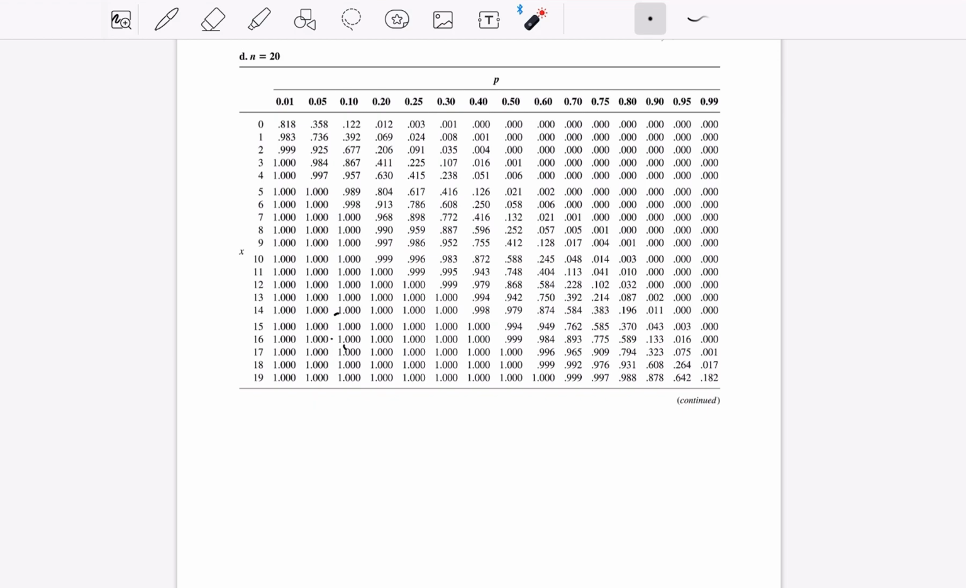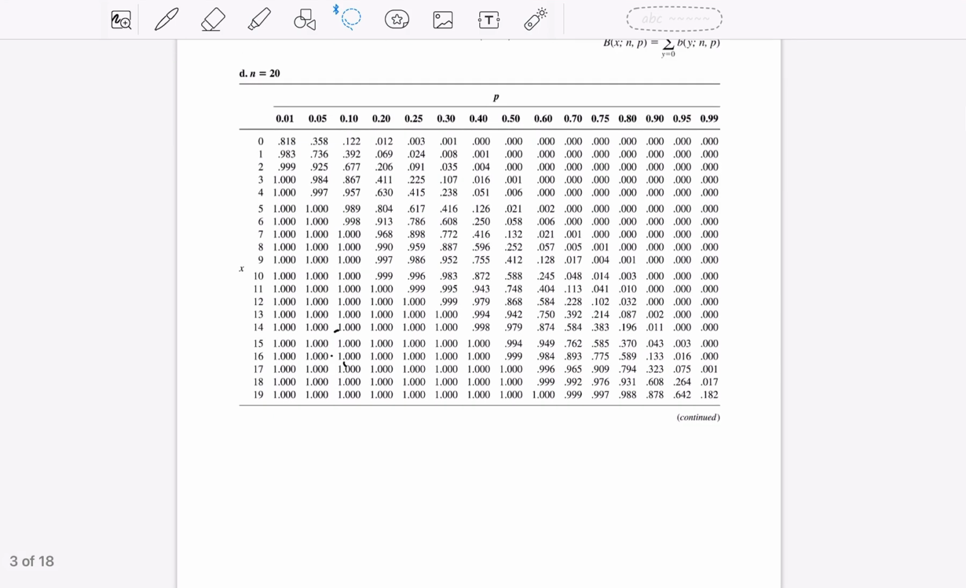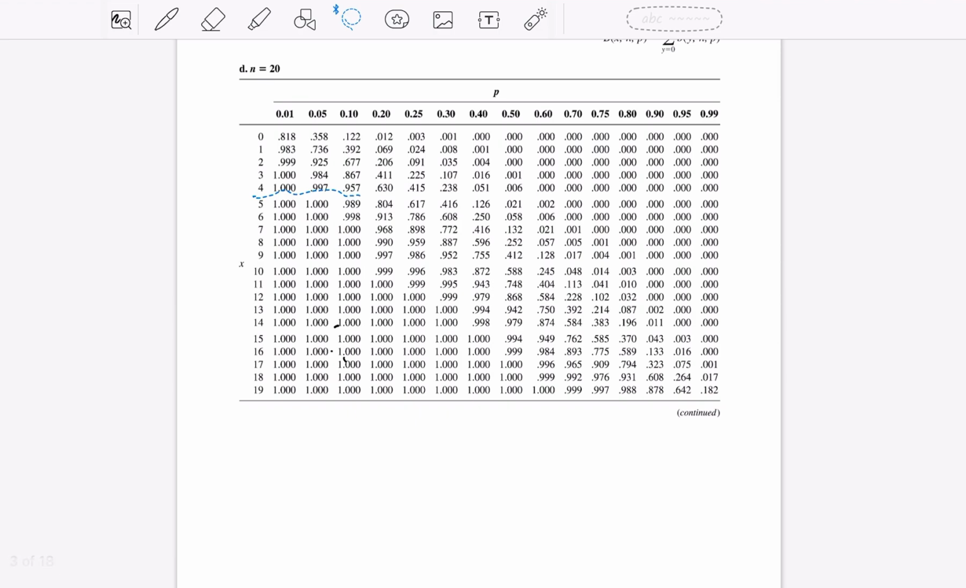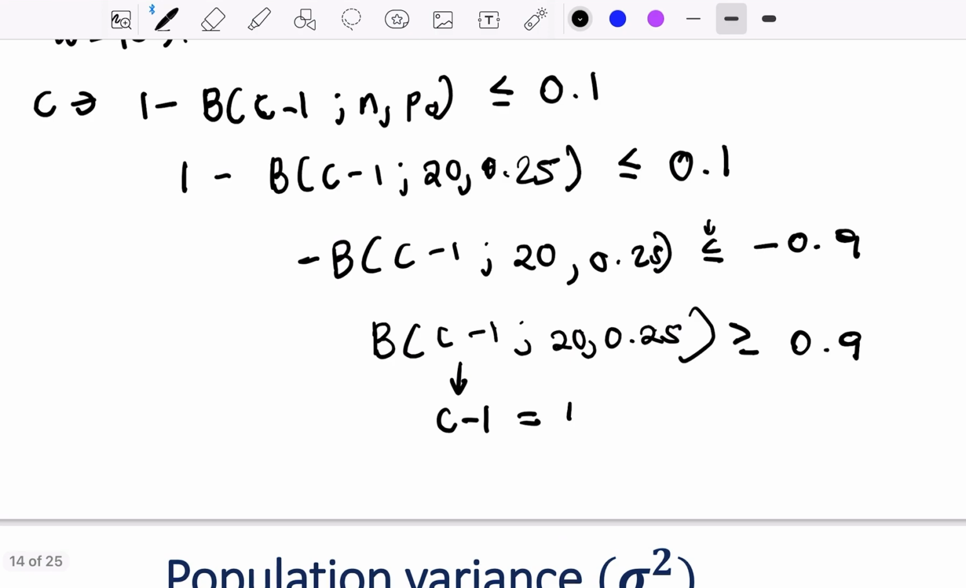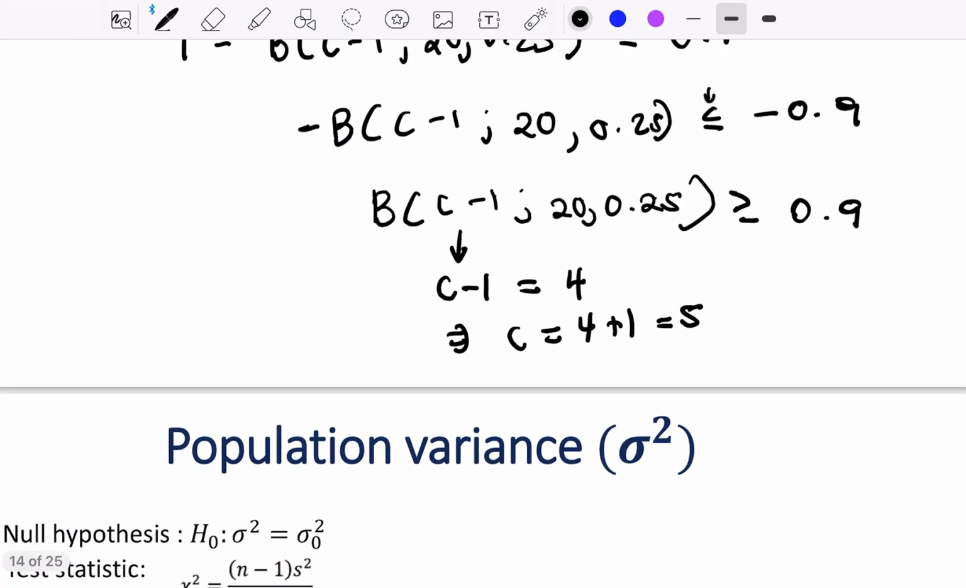So you're going to start there. That means that the c minus 1 value, where we start having a probability greater or equal to 0.9, is 4. Right. So now let's continue. That means that this is 4, which implies that C is actually 4 plus 1, which is 5.